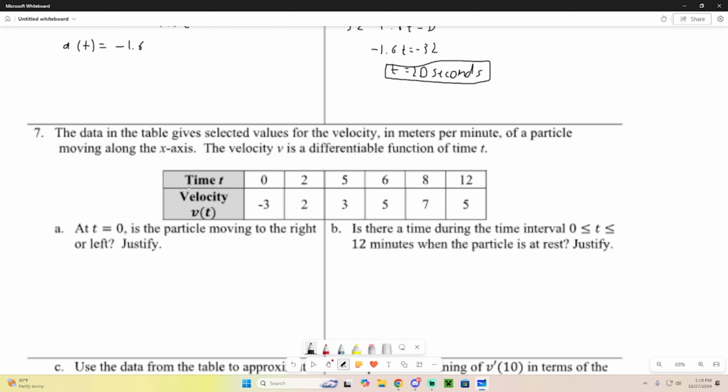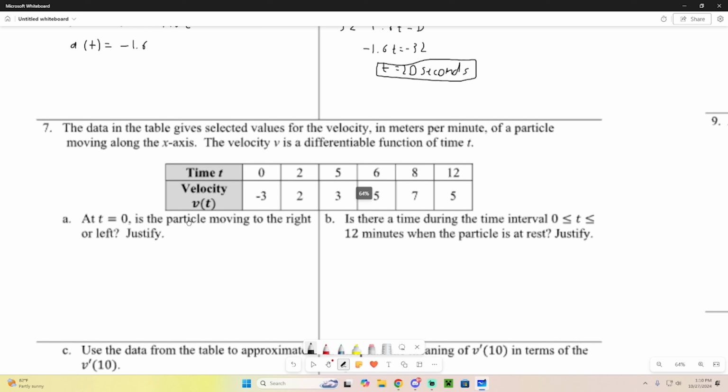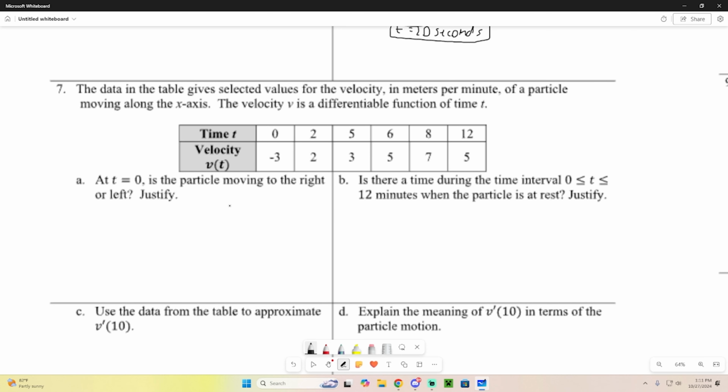There we go. Alright. The data in the table gives the selected values for the velocity in meters per minute of a particle moving along the x-axis. The velocity is a differentiable function of time. At t equals 0 is the particle moving left or right? You just got to remember, it's moving left if the velocity is negative, and it's moving right if the velocity is positive. So if we look at t equals 0, the velocity is negative, which means we can say left, and then to justify, we can just say because the velocity at 0 is less than 0, or negative.